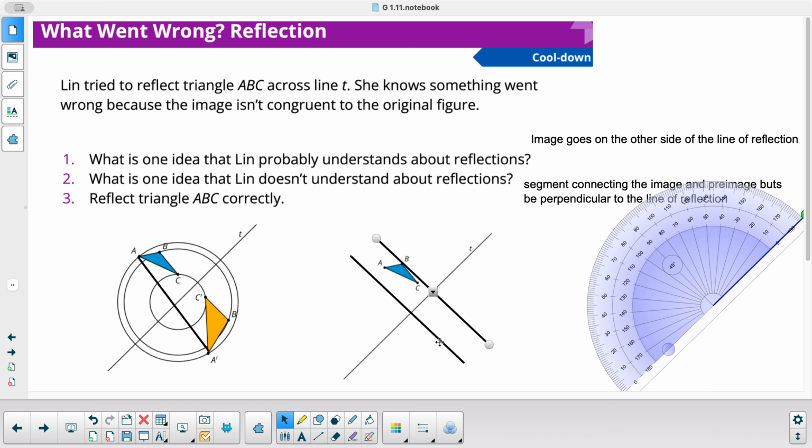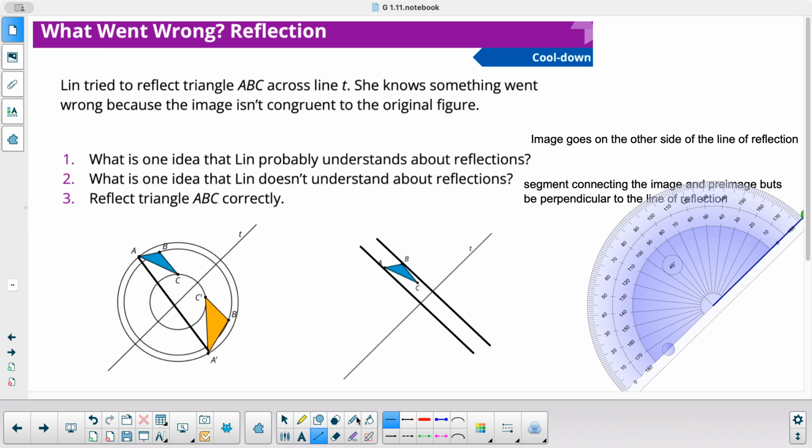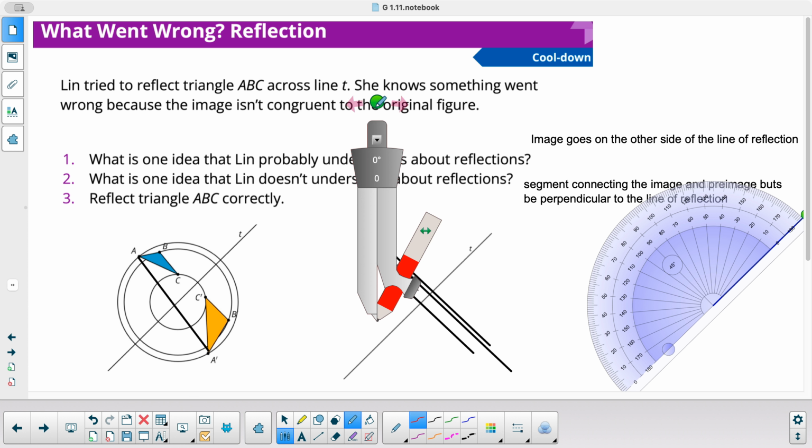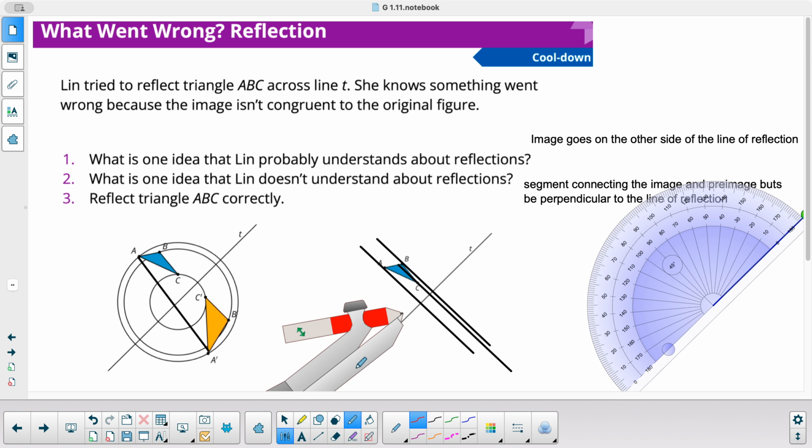So there's that line through B. There's that line through A. And then let's do one more. I need one through C. There's my line through C. And then I'll tell you what I'll do. I'll just use my compass to measure the distance here. Just to speed things up a little bit.